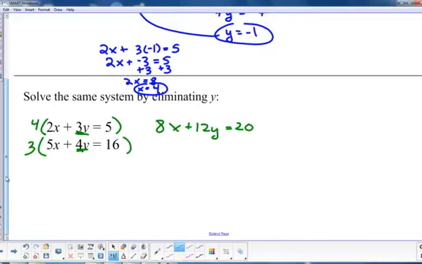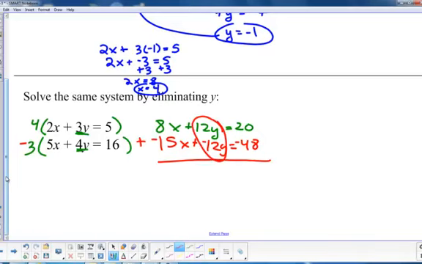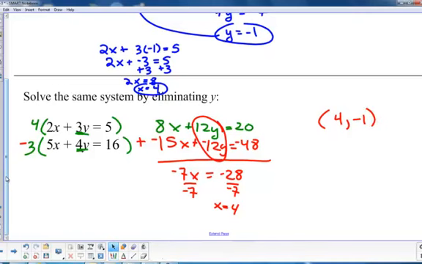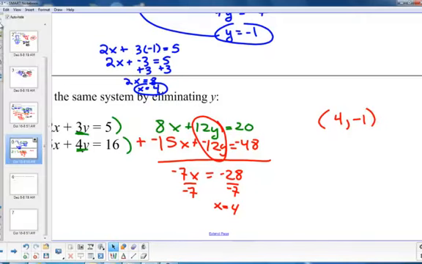And down here, 15x, multiply by a negative this time, plus negative 12y equals negative 48. So this time I'm going to add to eliminate because that's what gets that gone. So negative 7x is negative 28, and that gives me 4. So I know I did it right. So our ordered pair solution is 4, negative 1. Isn't it great how you can check your work?